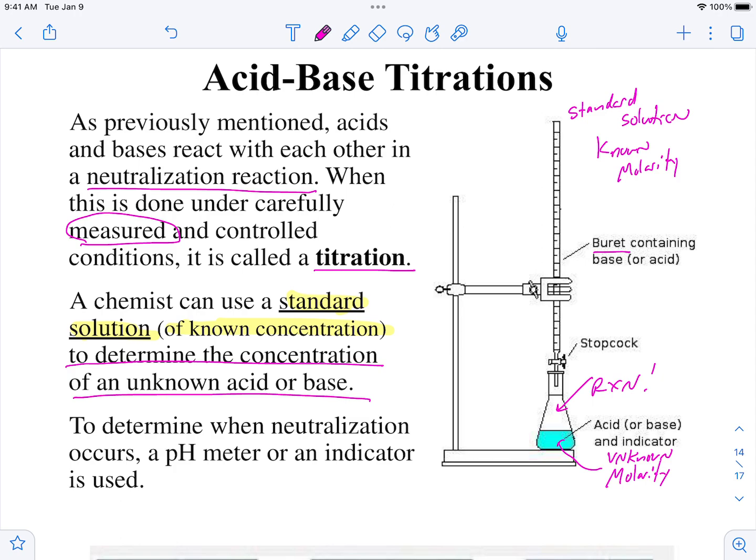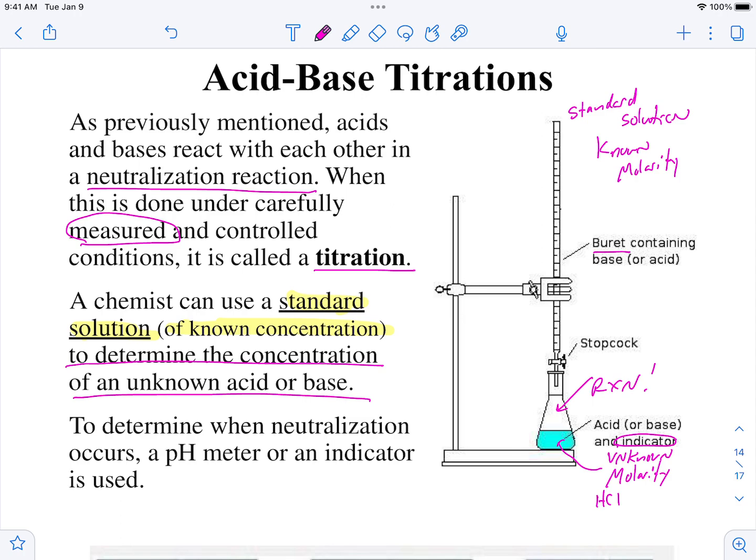Now, we also use an indicator. And as you know by now, an indicator changes colors when something turns to an acid or base. So in a typical scenario, if we are putting an acid in here, like hydrochloric acid, the main indicator that we use in lab is called phenolphthalein. Do you guys remember what color phenolphthalein was in acid? No change, right? Clear. So it starts as a clear solution, in neutral solution, and an acid solution. But phenolphthalein turns pink the minute something turns basic.